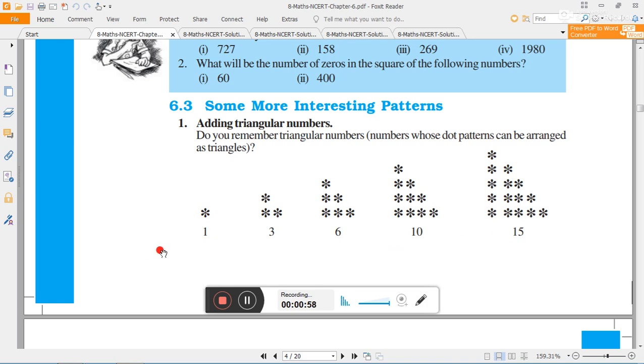So a fact or property related to the square is that if you add any two consecutive triangular numbers, then you will get a square number. Just see here, 1 plus 3 is 4, 4 is a square number. 6 plus 10 is 16, 16 is a square number. 10 plus 15 is 25, 25 is a square number.